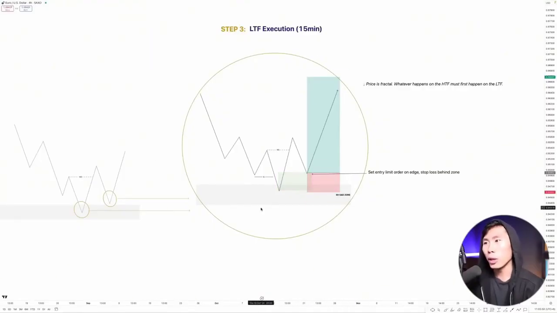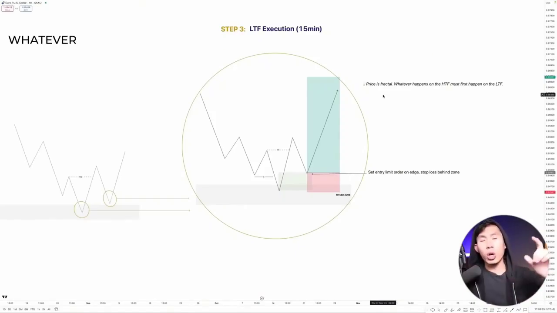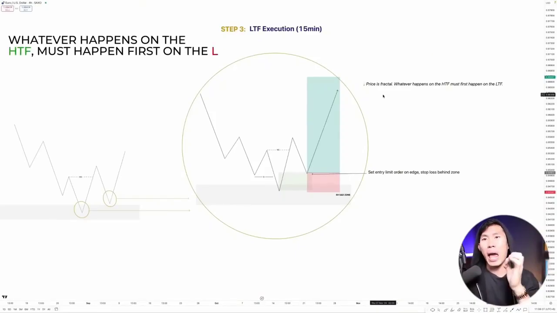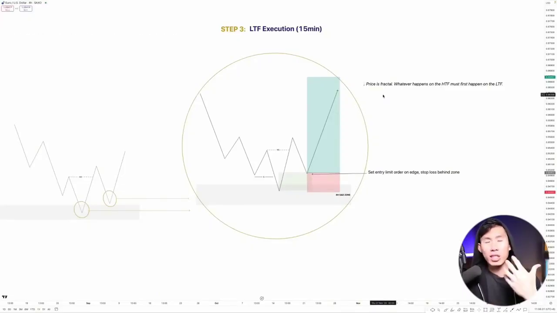Now, looking at this entry model, you might find that it looks very familiar. Why is that? Because what we saw on the higher time frame is essentially the same thing. This same exact entry model can be used on any time frame, be it the 15-minute, the 4-hour, the daily, or the weekly, whatever, because price is fractal. Whatever happens on the higher time frame must first happen on the lower time frame. And the same pattern tends to repeat themselves over and over again.